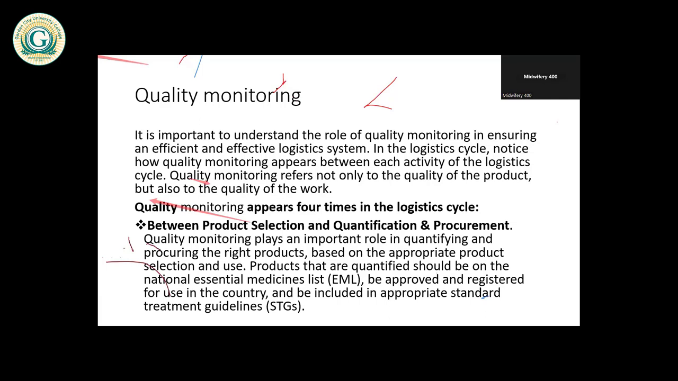So based on the appropriate product selection and use, products that are quantified should be on the National Essential Medicine List. So you cannot get up and select any product and say that this is the quantity we should buy. You must always refer to the National Essential Medicine List. It has to be approved and registered for use in the country and be included in appropriate standard treatment guidelines. So the products we buy must be registered in the country.